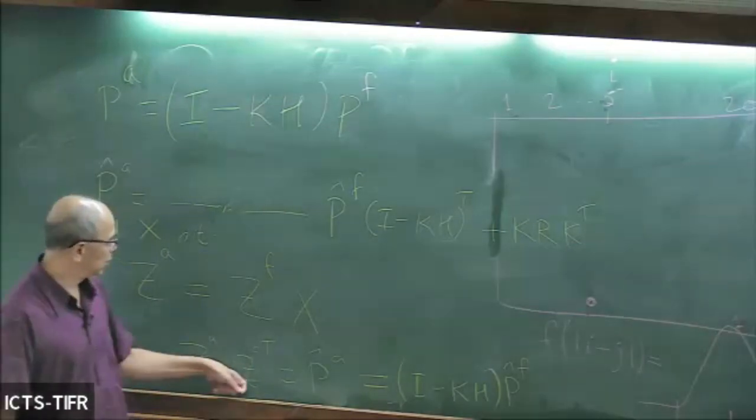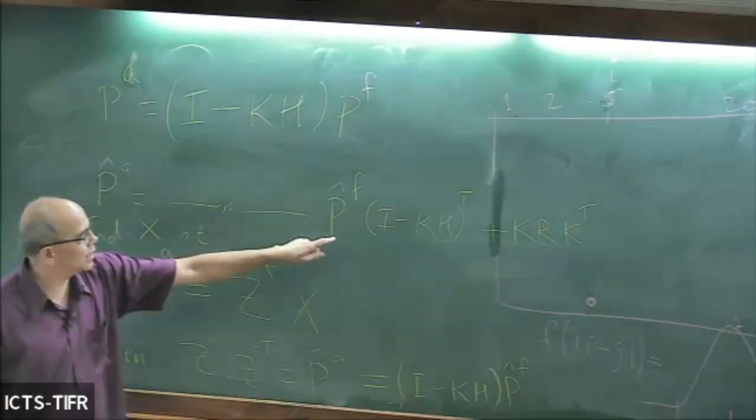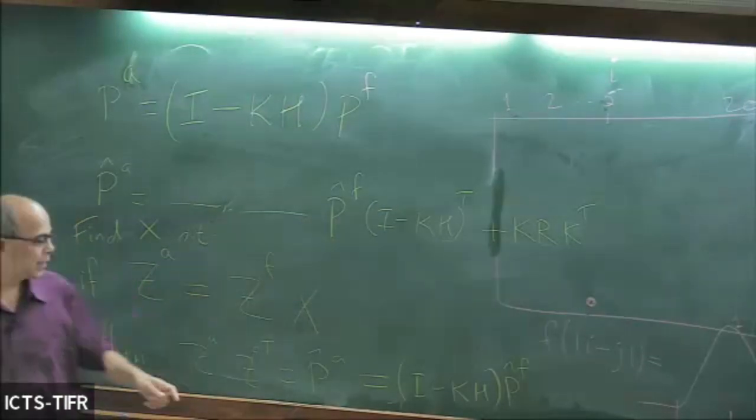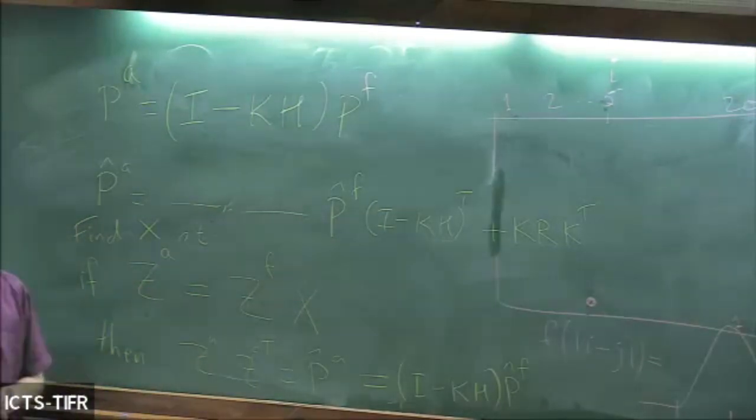So this is a square root. ZF is a square root of P hat F, and so on and so forth. And so now we are just dealing with square roots of the matrices. So that's why these are called square root filters.